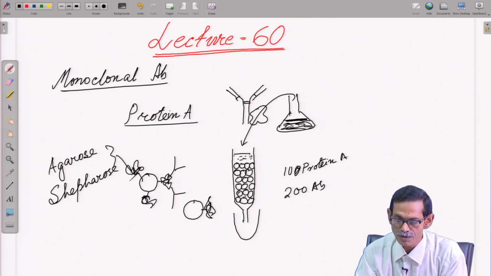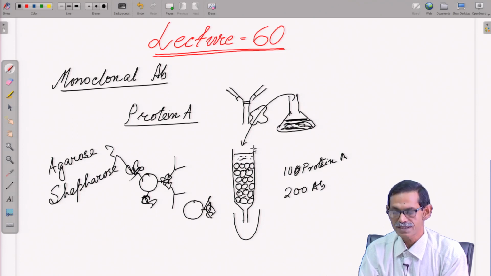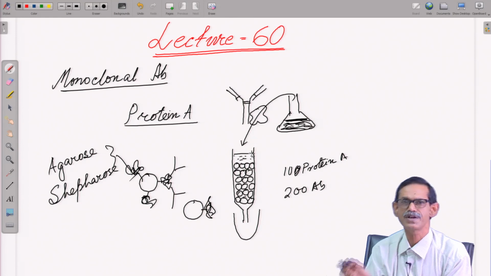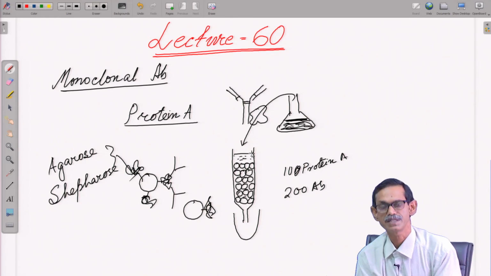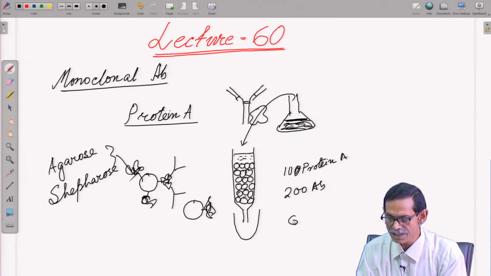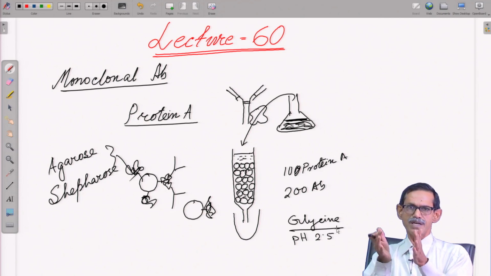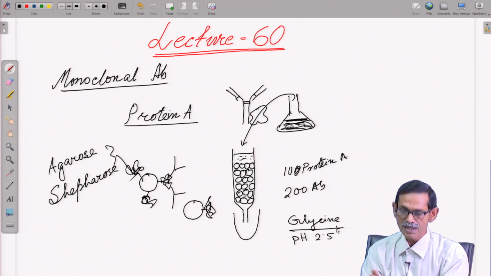Now, what we are going to do is add some buffer. Any type of buffer is possible, either very high pH or very low pH. If you just put glycine buffer, normally we put glycine buffer pH 2.5.